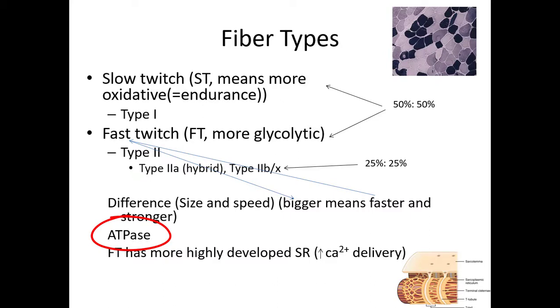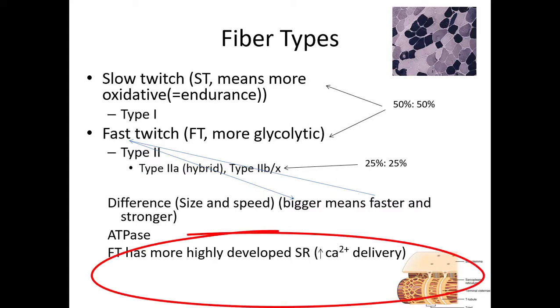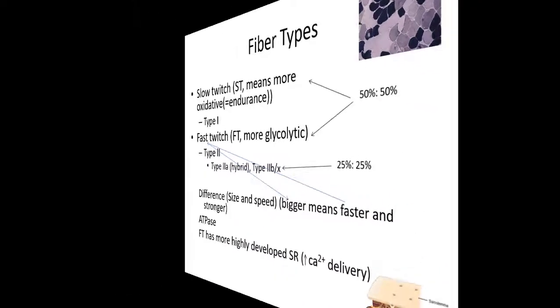Type 2 fibers also have a more highly developed sarcoplasmic reticulum than type 1 fibers. Thus, type 2 fibers are more adept at delivering calcium into the muscle cell when stimulated. This ability is thought to contribute to the faster speed of contraction of type 2 fibers.